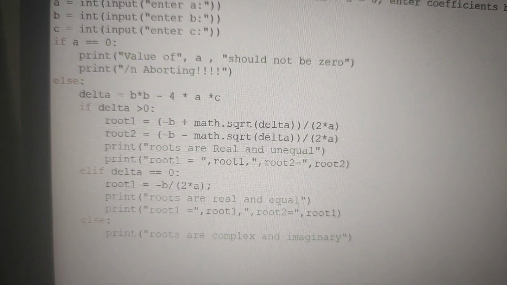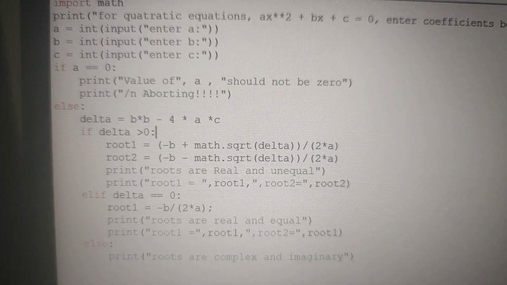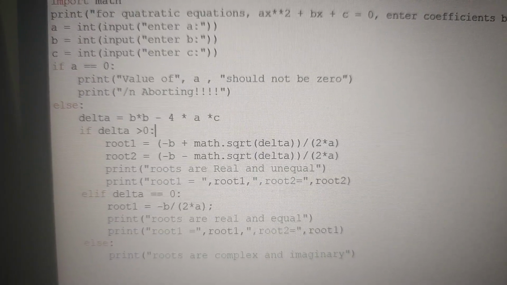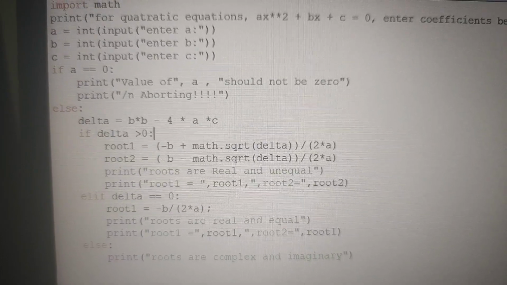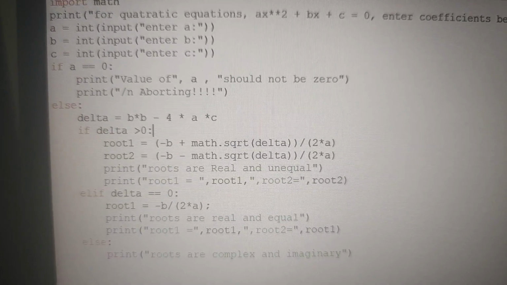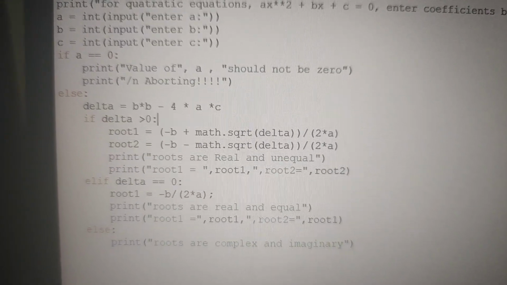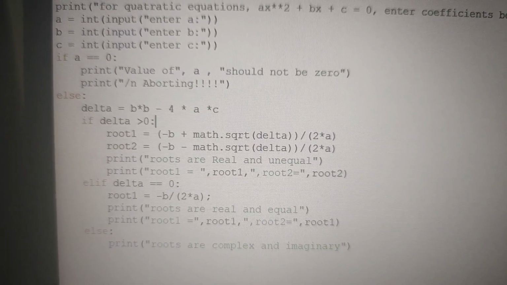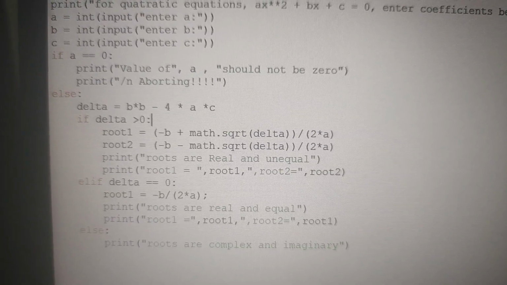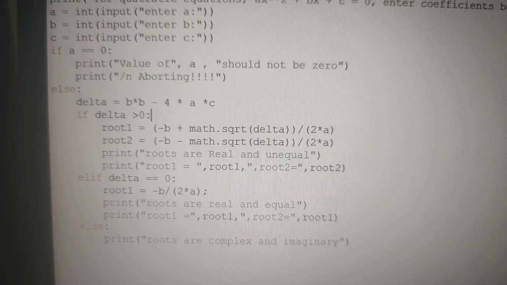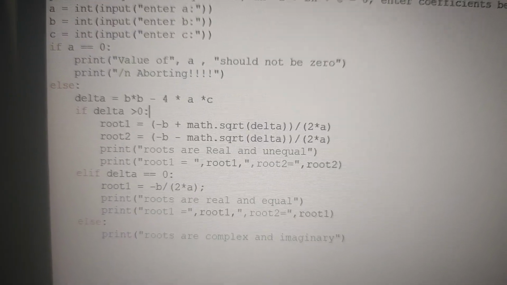First, if the coefficient a is not 0, we calculate delta is equal to b square minus 4a into c. Once we calculated the delta, we have to check if it is greater than 0. For that we have used an if else condition here. If delta is greater than 0, the statement ends with a colon. In Python we have to give a colon after if, elif and else.